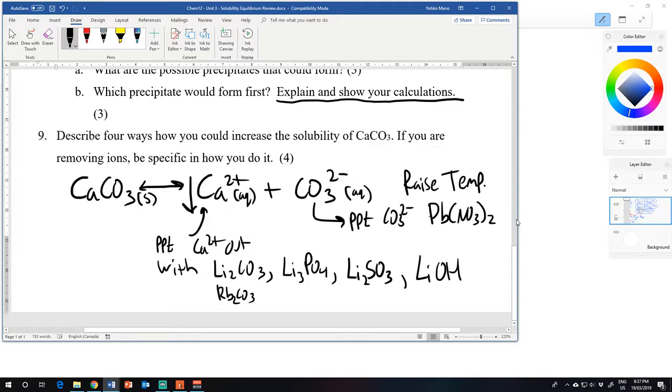There you go. Yeah, so like I said, for this particular question, the 4 ways is kind of like just use 4 different salts. Temperature change, 4 different salts, and that'll work.